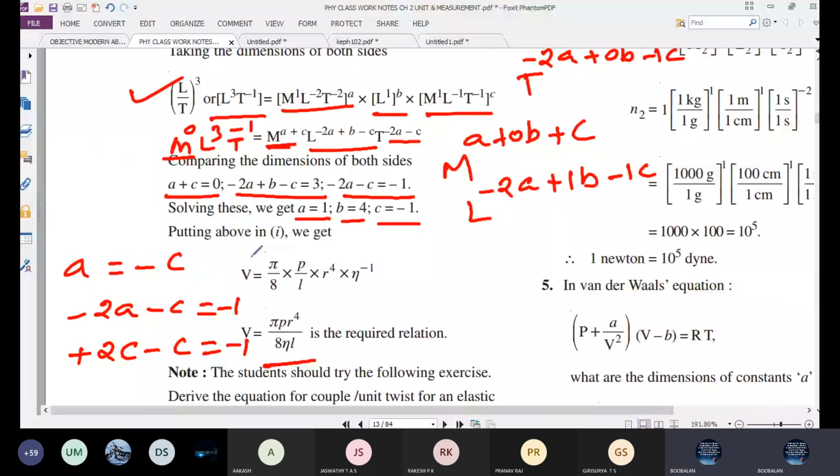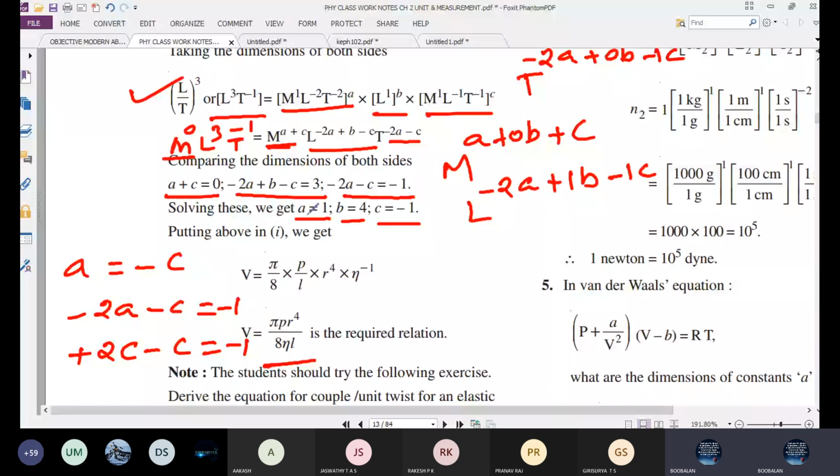Very important, the values of a, b, and c. A value 1, b value 4, c value minus 1. In case you make any small mistake, the entire step is changed. The relation is different. So don't miss it. Verify one or two times.